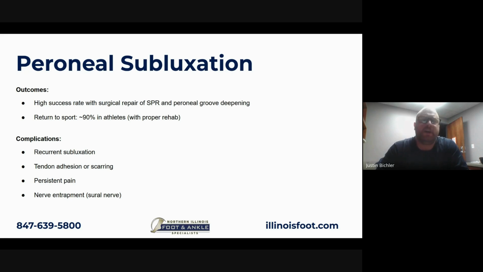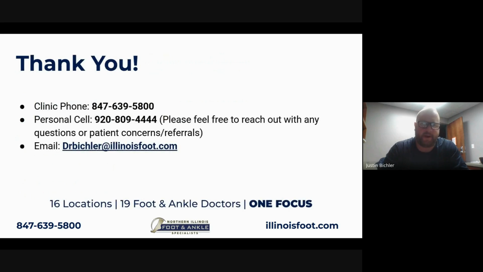Obviously, complications: recurrent subluxation is problematic, which is really one of the only reasons for keeping them in a cast, sometimes 4 weeks after surgery. Tendon adhesion or scarring, again, that's why we get them into physical therapy as quickly as possible. Persistent pain: unfortunately, sometimes people do tend to have chronic persistent pain, but usually they are significantly better following these types of procedures. Nerve entrapment is unusual, unless you're going a little bit more proximal, but it is possible. And that's really all I have.